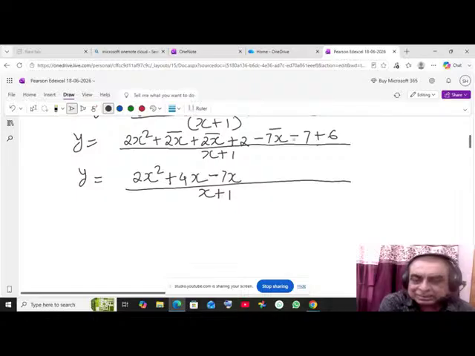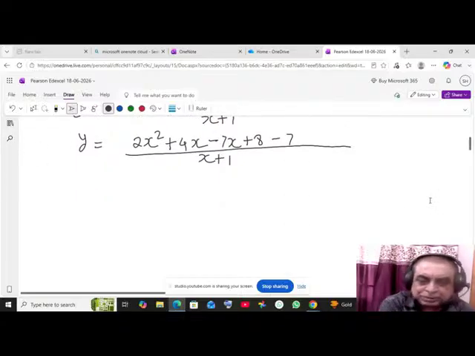And there are three terms without x, the constant terms. First you add the two plus terms. Plus 2 and plus 6 is plus 8, and minus 7 you write. Okay, now you simplify it further.